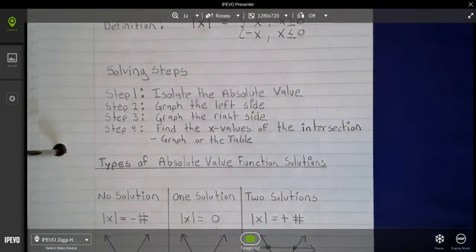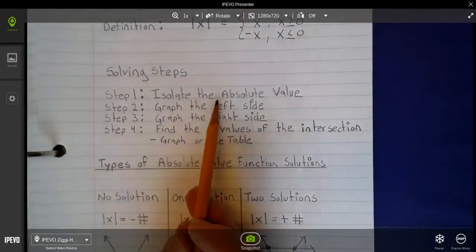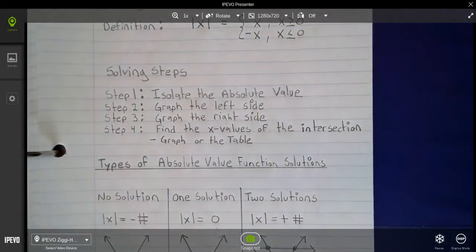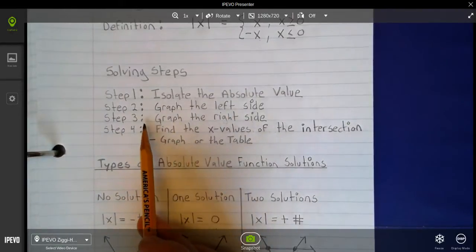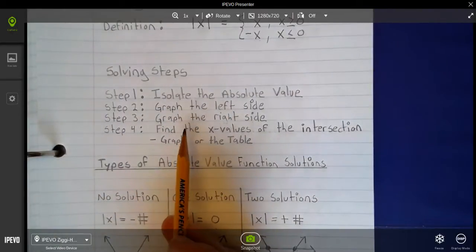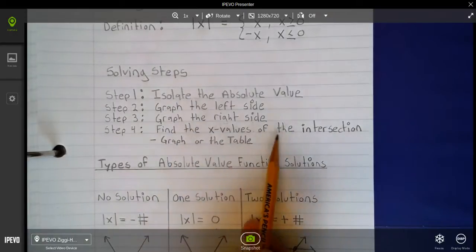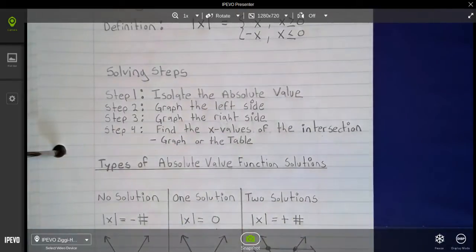All right, so let's look at the solving steps. Now this is solving steps when we're solving graphically. So step 1, isolate the absolute value. That's the same one from before when we're solving algebraically. What's different is step 2, graph the left side. Step 3 will be graph the right side. And then step 4, we'll find the x values of the intersection. And you can use a graph or table to find those. Okay?